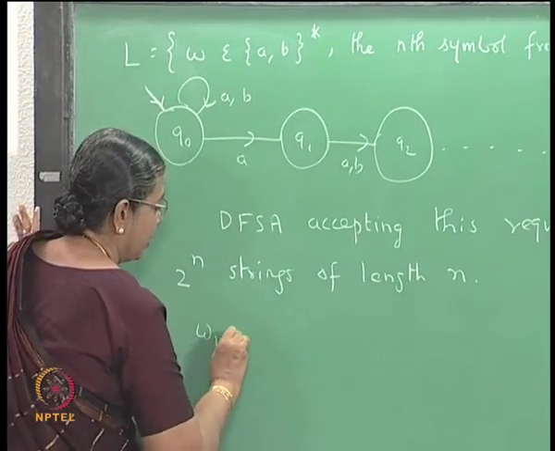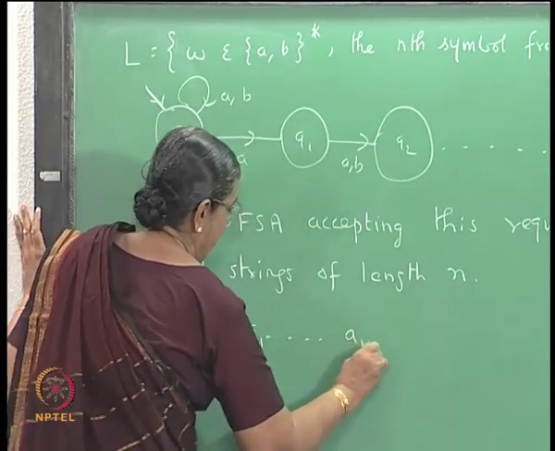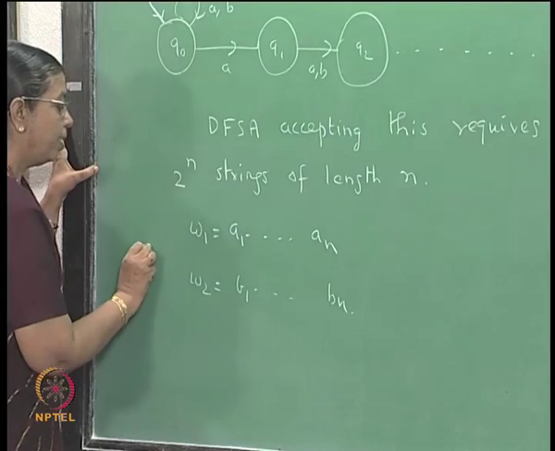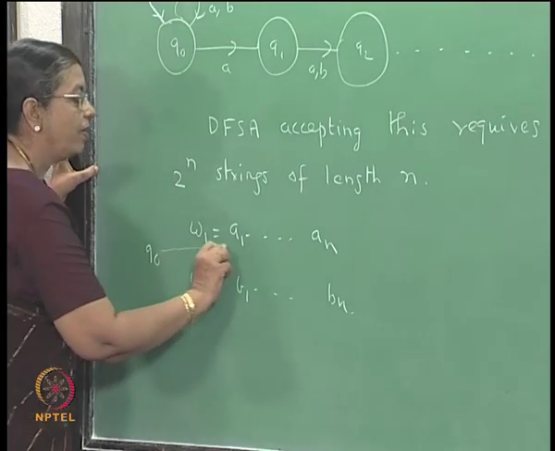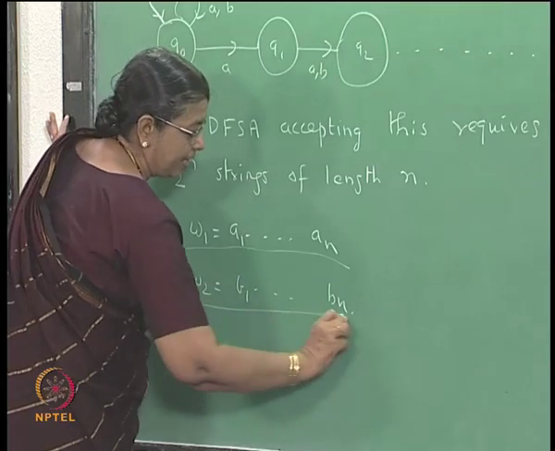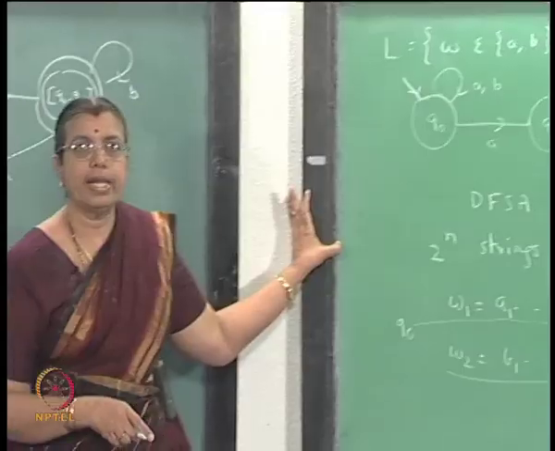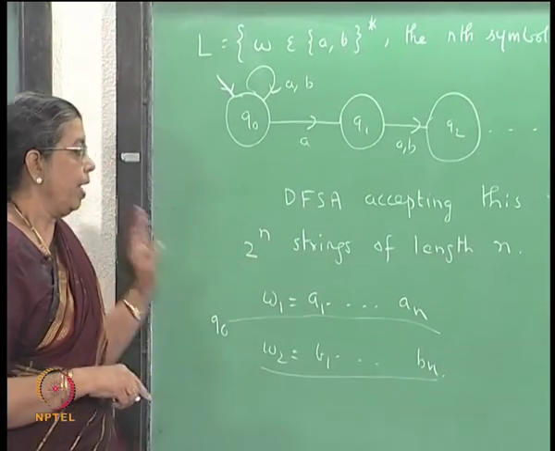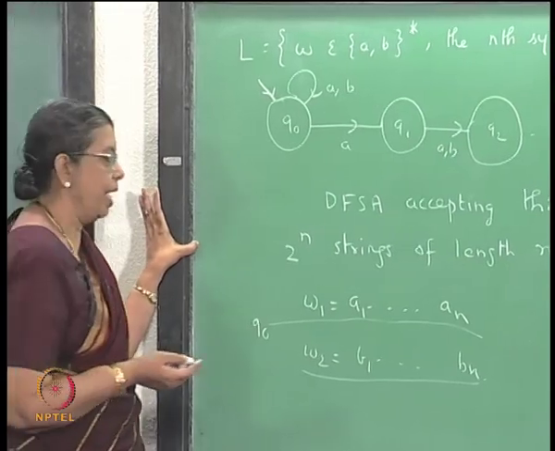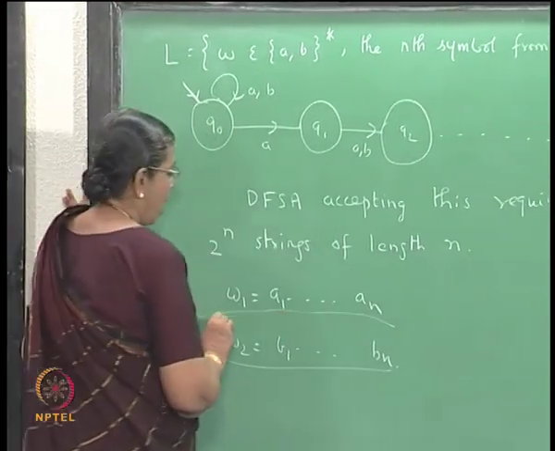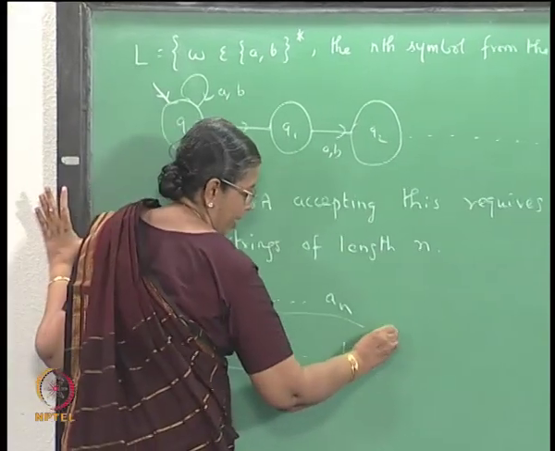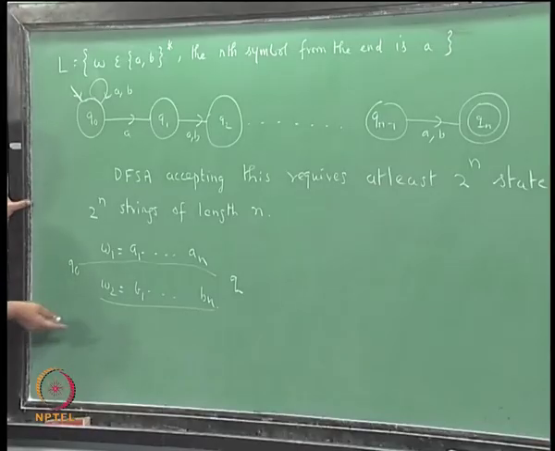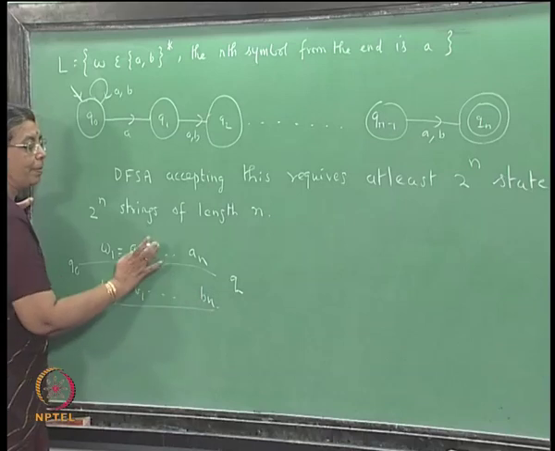Suppose W1 is one string, A1, A2, ..., An. W2 is say B1, B2, ..., Bn. Now, starting from Q naught, after reading this and after reading this, you have to be in 2 different states. You cannot be in the same state. So, for 2 power n strings, you require 2 power n states. What happens if they are in the same state after reading 2 of them? Suppose starting from Q naught, after reading this, you are in state Q. After reading this also, you are in state Q. What happens for 2 different strings?